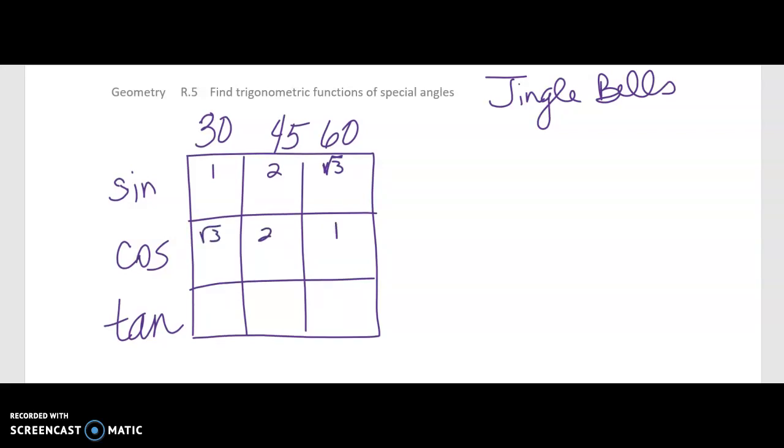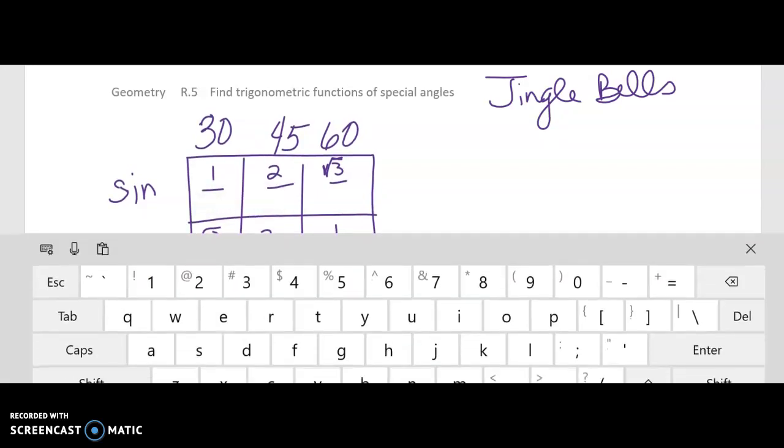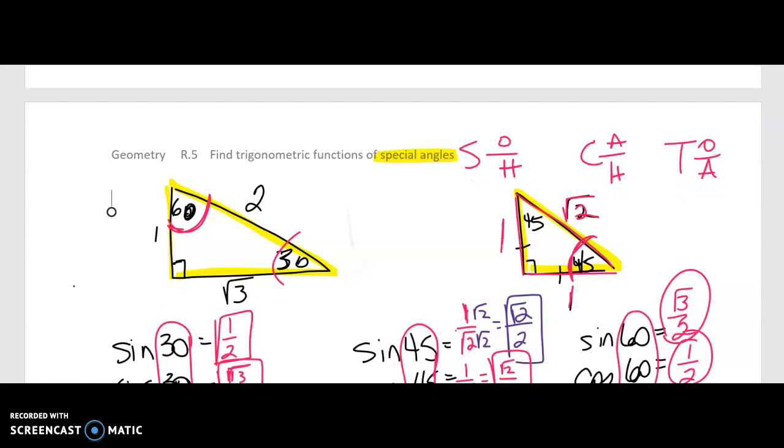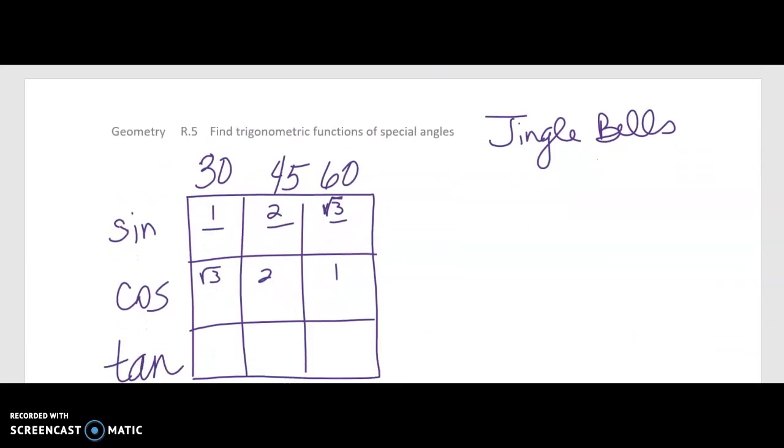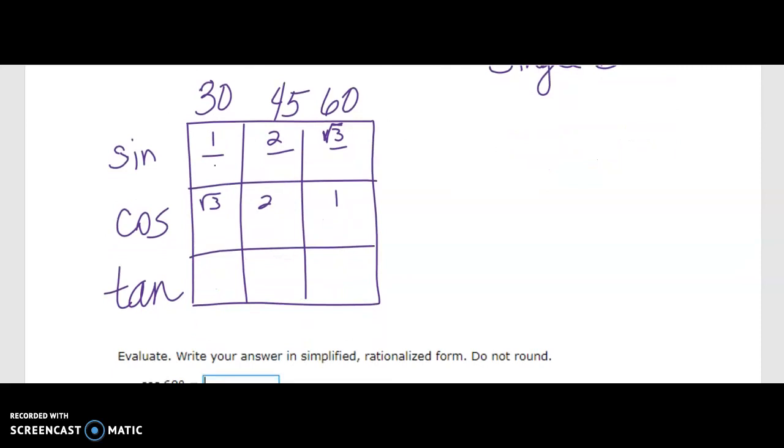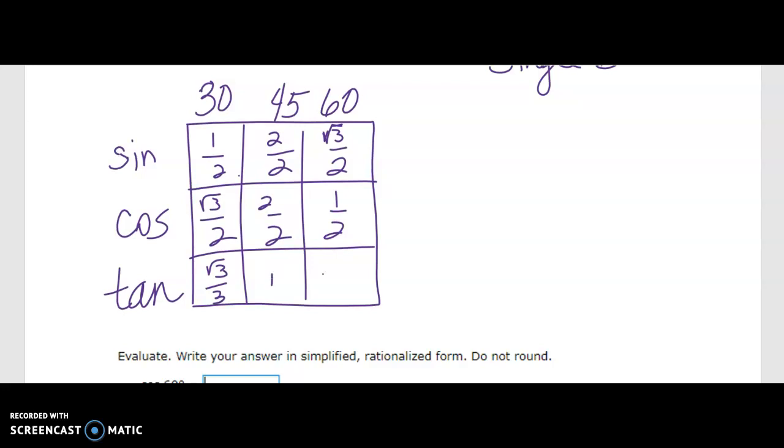3, 2, 1, all over, don't, dadgummit. I messed up already. It's been a hot minute. Come here. All over 2, square root 3 over 3, 1, square root 3. They're supposed to have square roots.